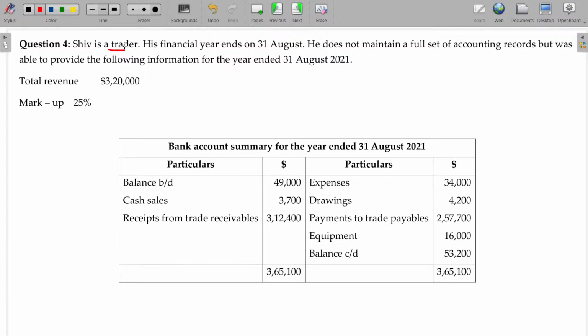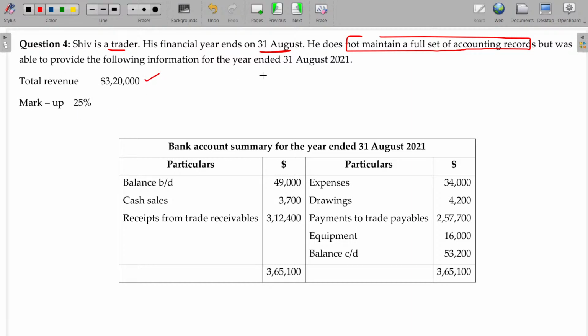Shiv is a trader. His financial year ends on 31st August. He does not maintain a full set of accounting records, but was able to provide information. Not maintaining a full set of accounting records means incomplete records. Total revenue 3,20,000 and markup being 25%.